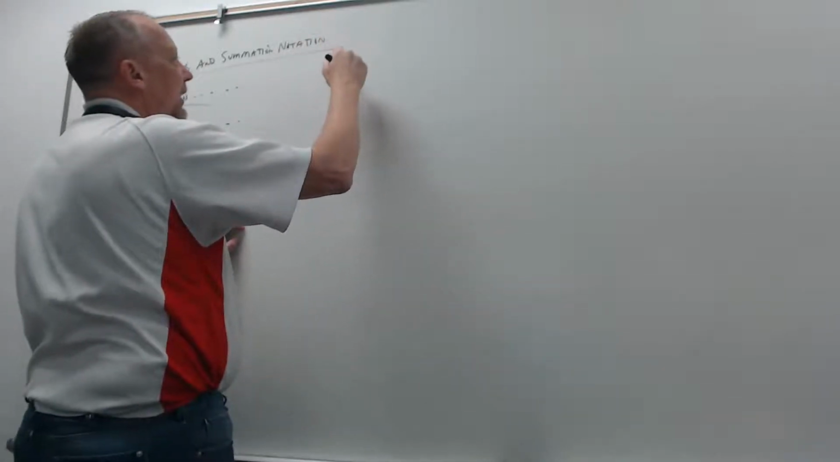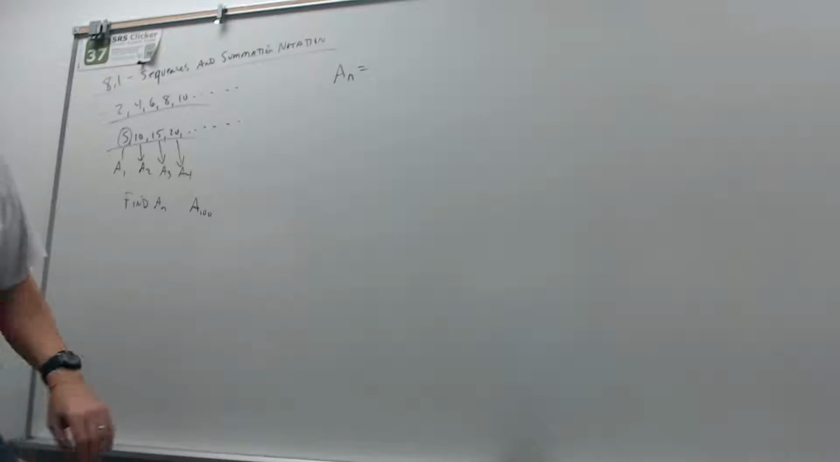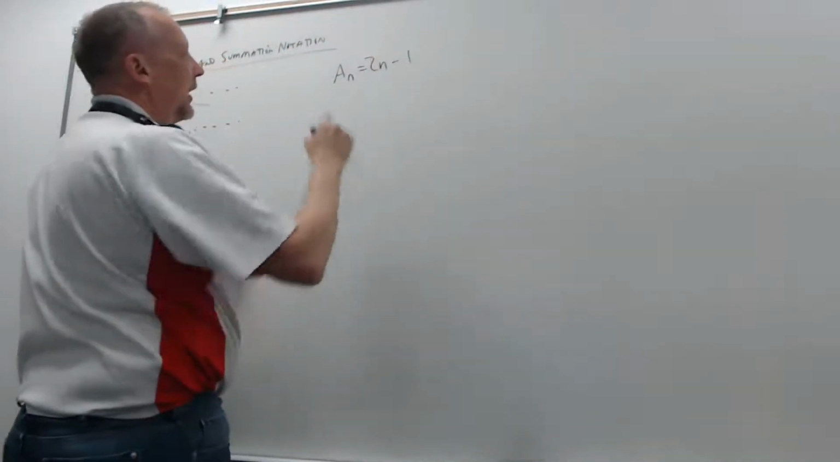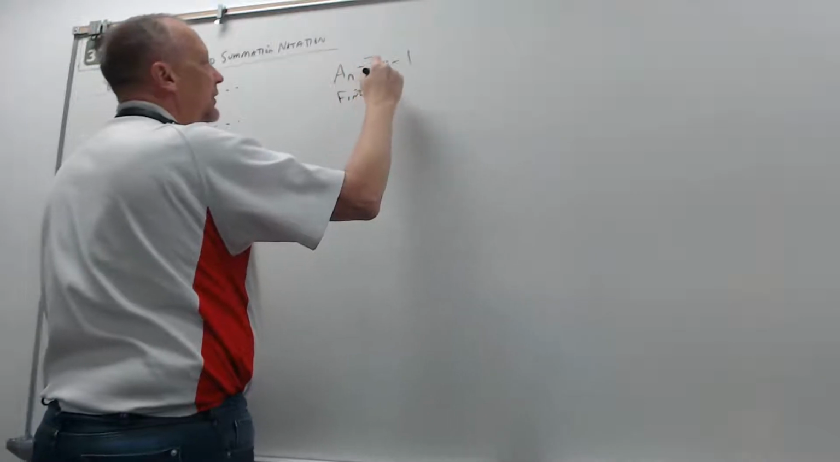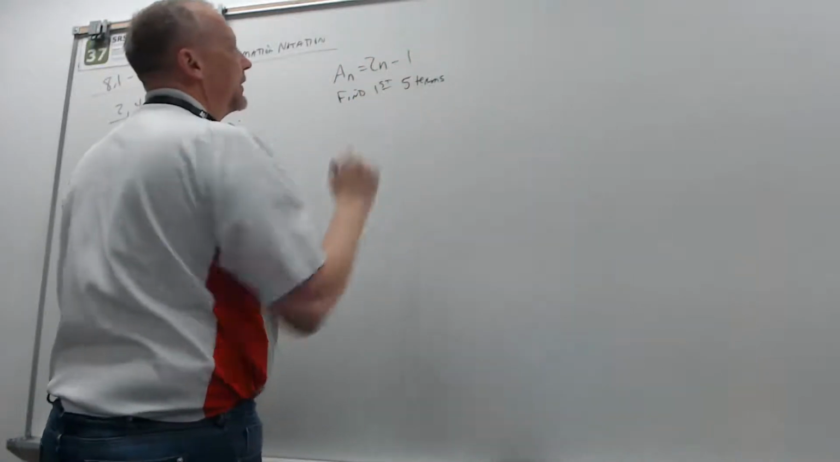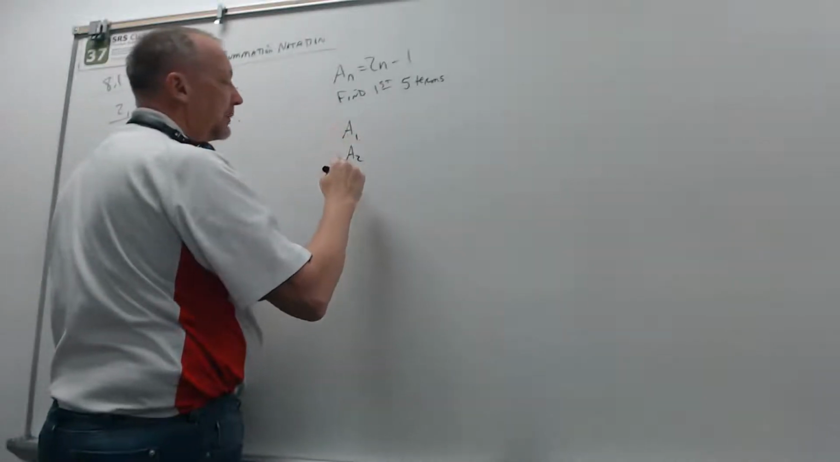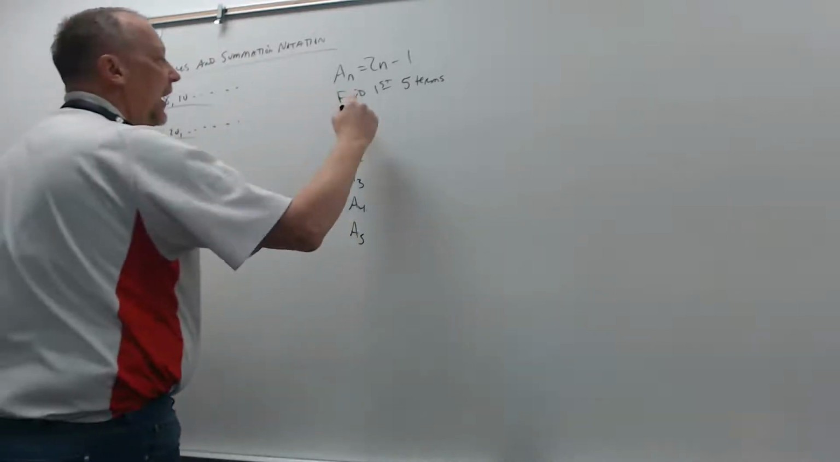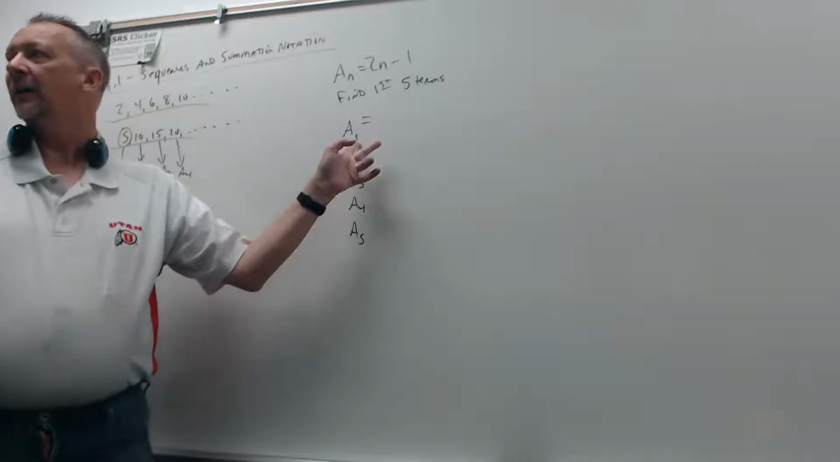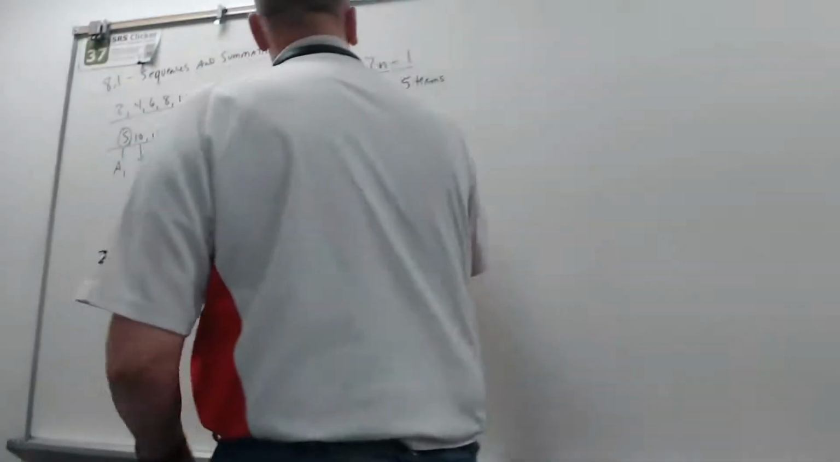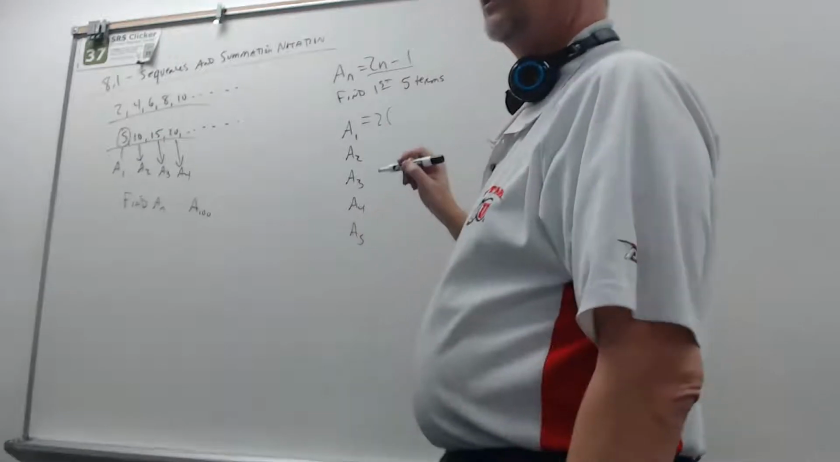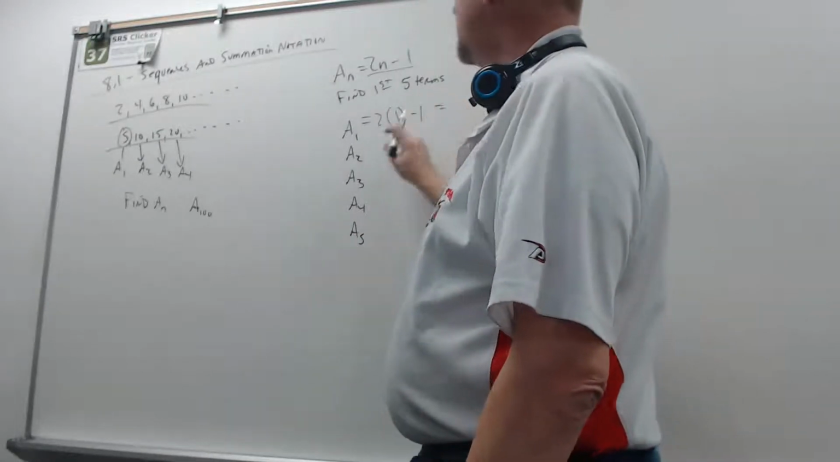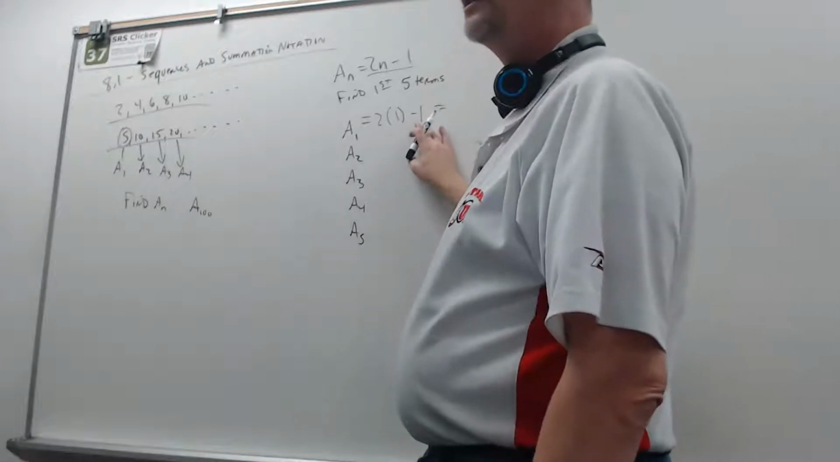sequences where I say a sub n equals, and then I'm going to give you a formula, 2n minus 1. And I'll say find the first 5 terms of this sequence. Okay? So, in this case, I want to find a sub 1, a sub 2, a sub 3, a sub 4, a sub 5. Okay? So, in this case, if n equals 1, Angel, if I'm using this as a formula, this becomes 2 times 1 minus 1. 2 times 1 is 2 minus 1 is 1.